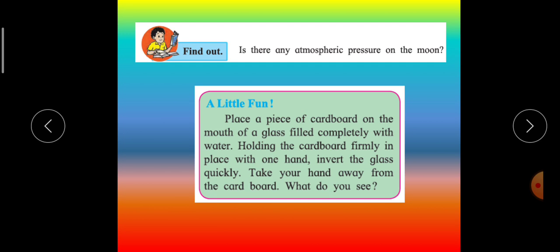So for homework, today you have got two activities to do. The above question and this activity. This is an interesting activity. If you have a piece of cardboard or a card, just place it on a completely filled glass with water and immediately invert the glass, remove your hand and observe what happens.